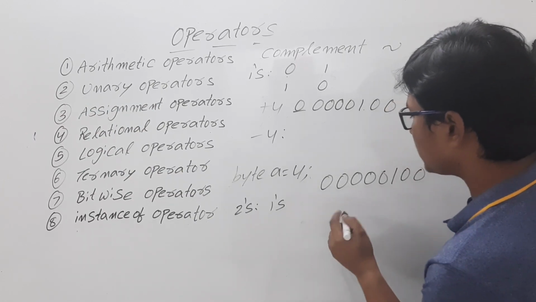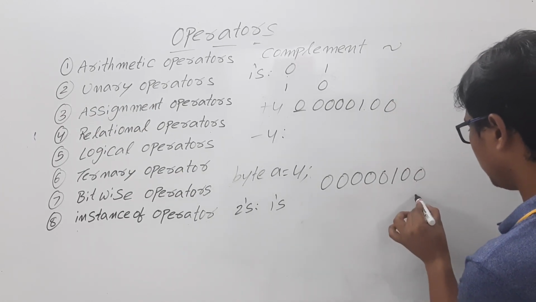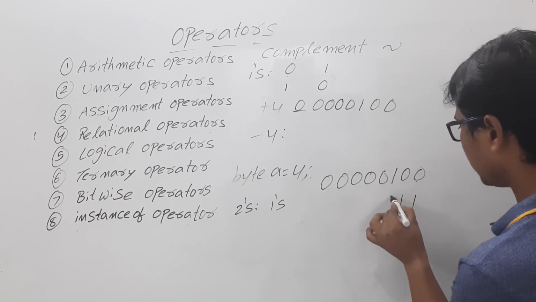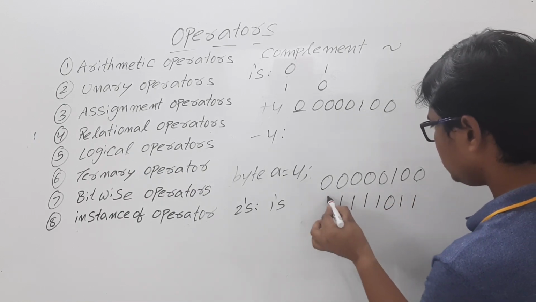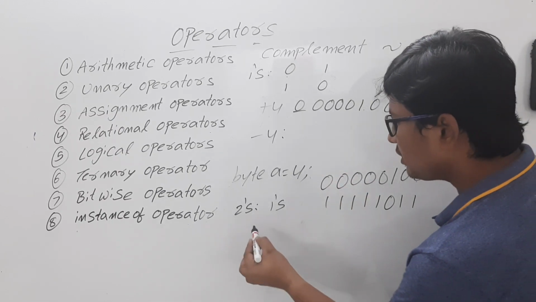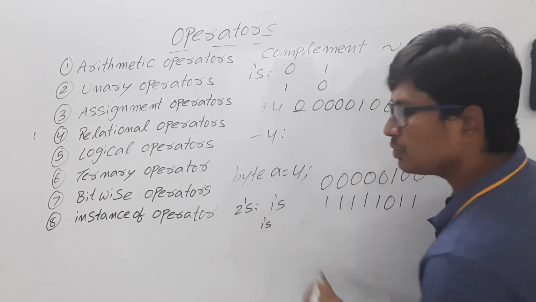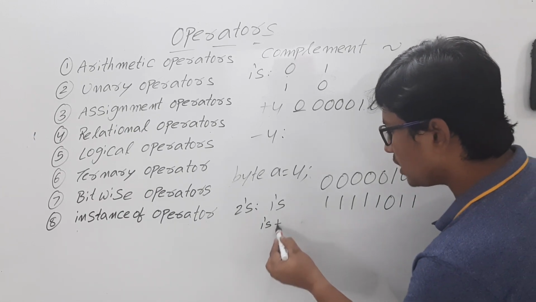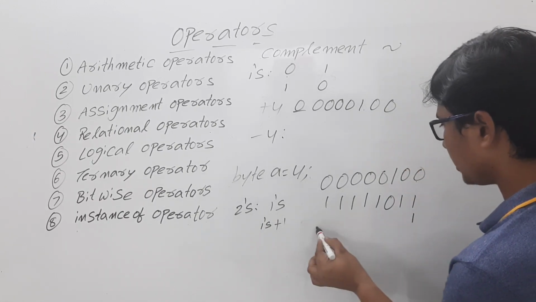So first we will compute the 1's complement of the given number. How can we compute the 1's complement? It is very simple. 0, 1, 0, 1, 1, 0. This is the 1's complement of the given number. How can we compute the 2's complement? Once you have computed the 1's complement, add 1 to the LSB. I will add the 1 here.